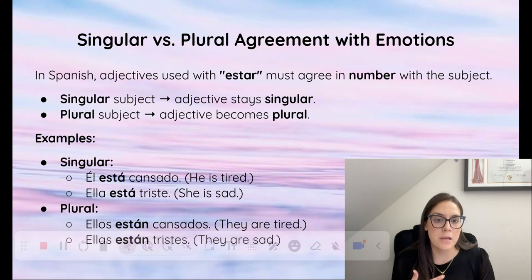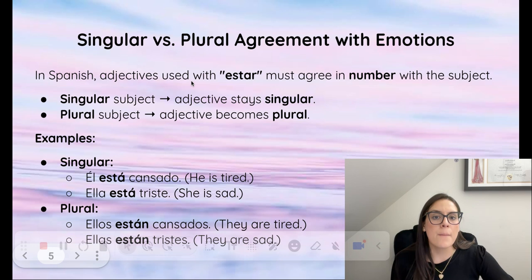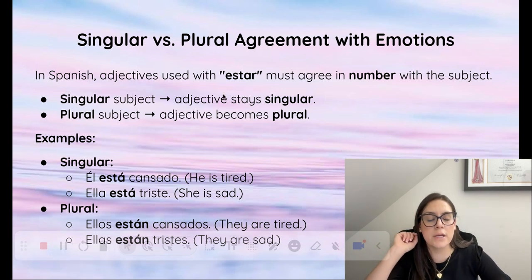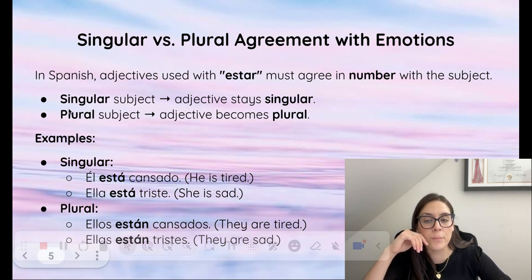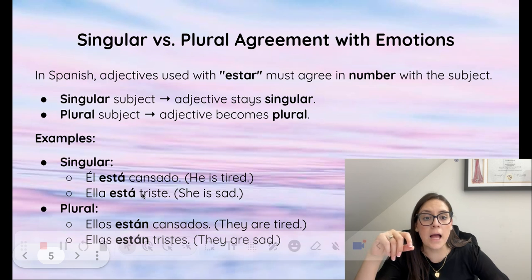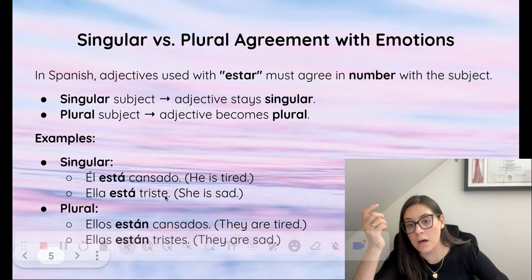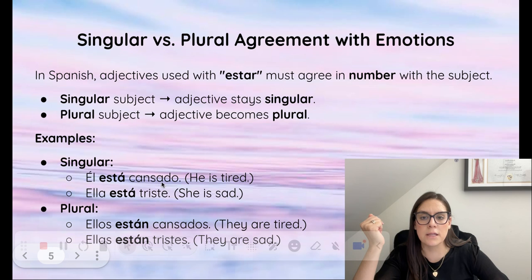Okay? Then we also have to learn that when we are using estar, our emotion has to change depending on how many people we're talking about. So in español, adjectives with estar must agree in number with the subject. So if we are talking about una persona, singular, the adjective or the emotion is going to stay singular. Now, if we're talking about more than one person, the emotion is going to become plural. So here are two examples for singular. So, él is singular, right? We're talking about he, una persona. Él está cansado. Ella está triste. It's singular. Cansado, triste is singular because we're talking about one person, él and ella.